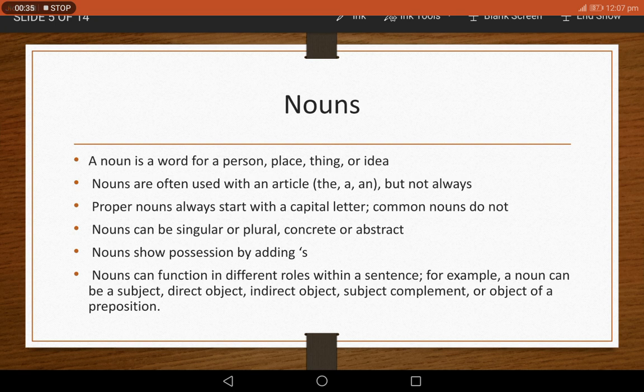It can also be concrete or abstract. Nouns show possession by adding s. A noun can function in different roles within a sentence. A noun can be a subject. It can take the place of an object, both direct and indirect. It might be a subject complement or the object of a preposition. So here we get to know the different functions of a noun. A noun is a naming word.